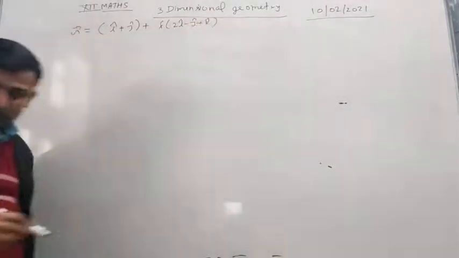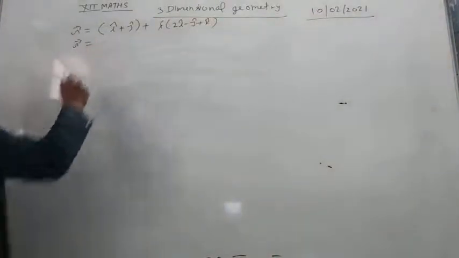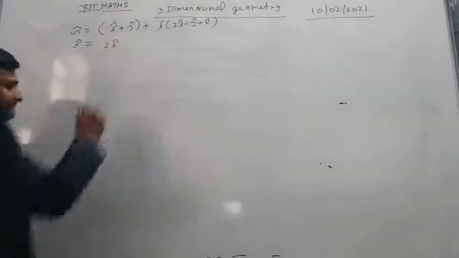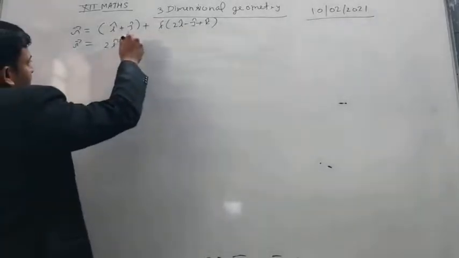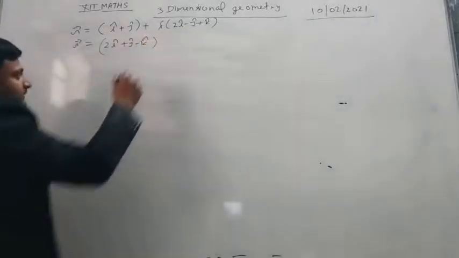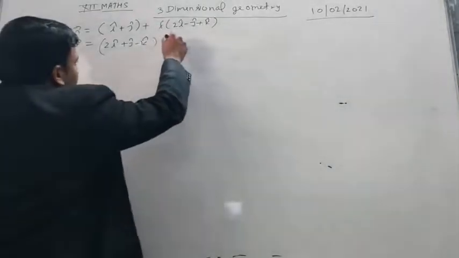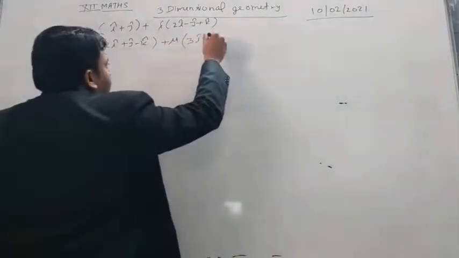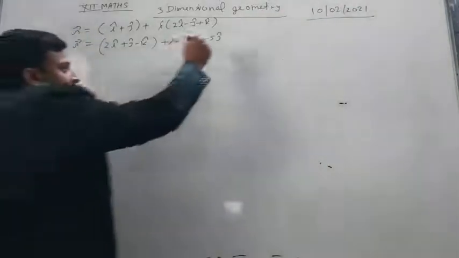Okay, students. So r is this, and students, 2i plus j minus k plus mu, and students, (3i minus 5j plus 2k).